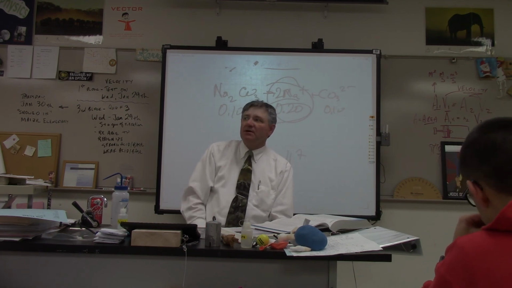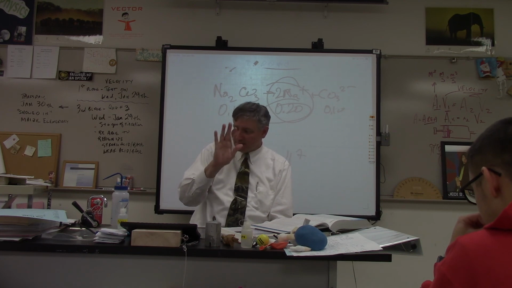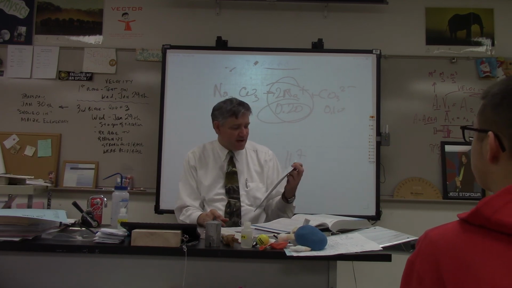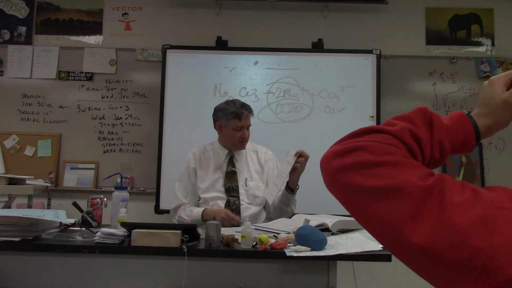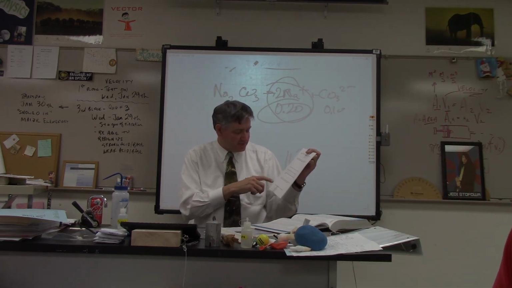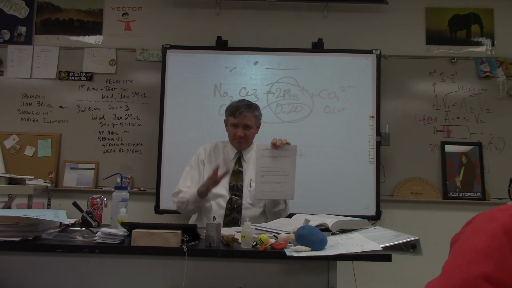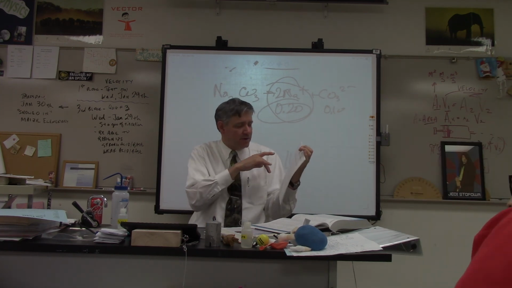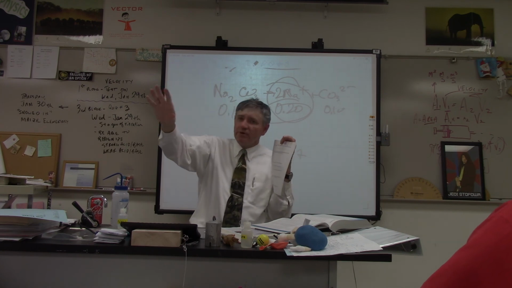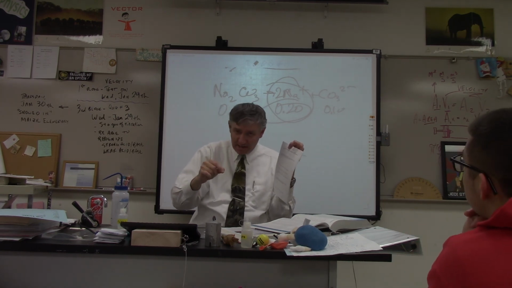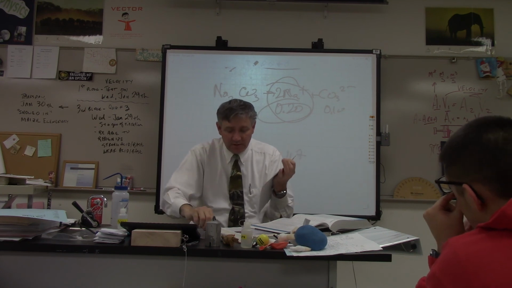Today's assignment is relatively short. You're going to have one reaction with lead 2 nitrate and sodium hydroxide, and the next one is going to be silver nitrate and sodium carbonate. That's it. You're going to write the normal equation, and then you're going to write the net ionic equation.